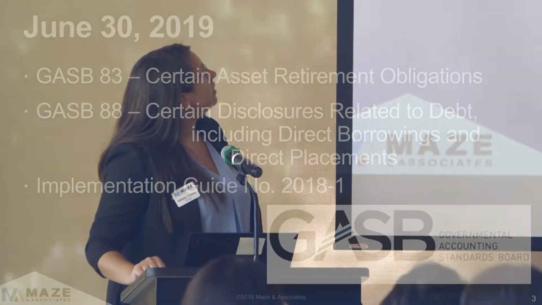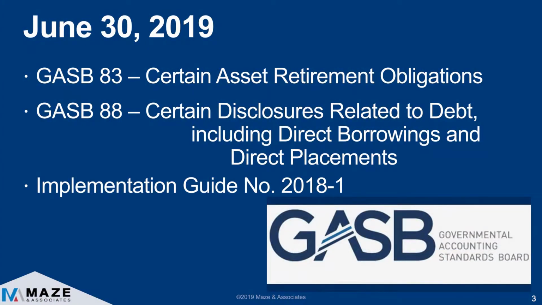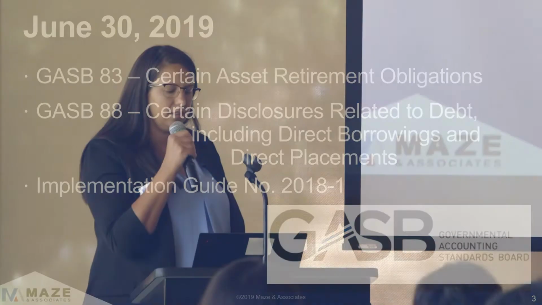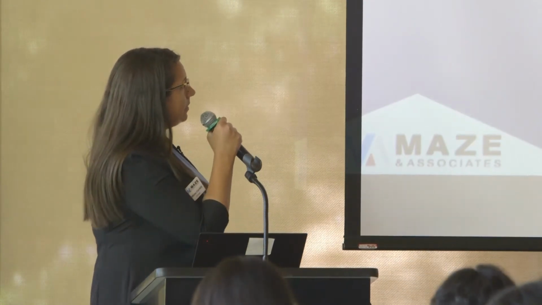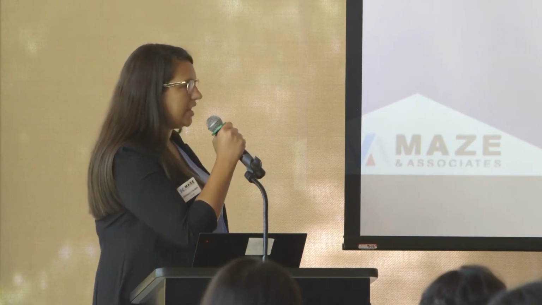For fiscal year ending June 30, 2019, there are two GASB pronouncements. So there's GASB 83, which is certain asset retirement obligations. And then there's GASB 88, which is certain disclosures related to debt, including direct borrowings and direct placements. And then there's also an implementation guide, number 2018-1, effective.